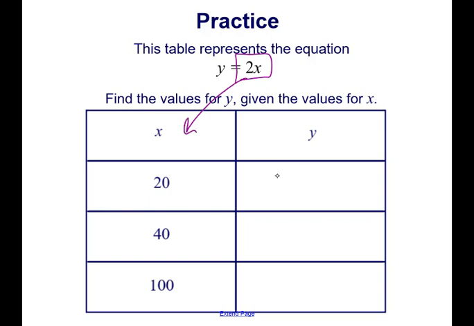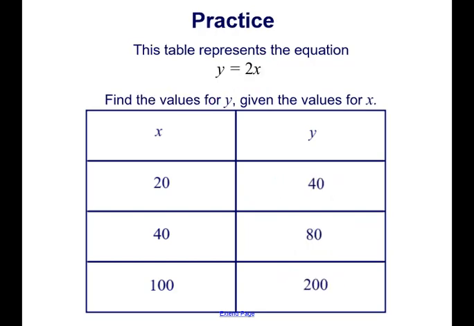So to find when an input is 20, we'll have to do 2 times 20. When the input is 40, we'll have to do 2 times 40. When the input is 100, we'll have to do 2 times 100 for that output of y. So 2 times 20 is 40. 2 times 40 is 80. 2 times 100 is 200. This table is now representing the equation y equals 2x with those values for the input and the output.